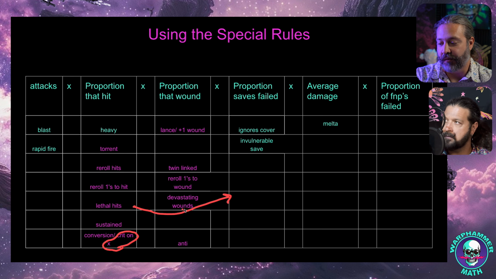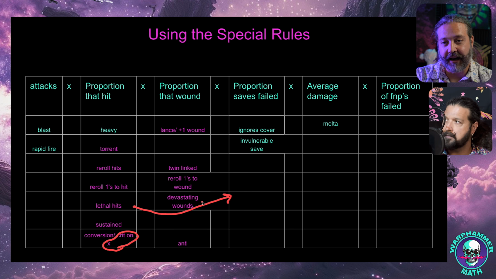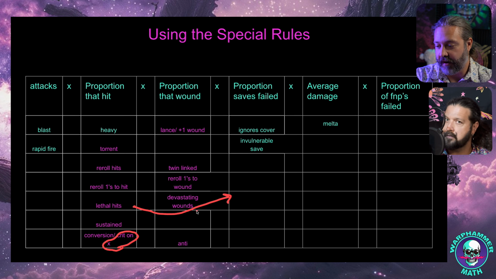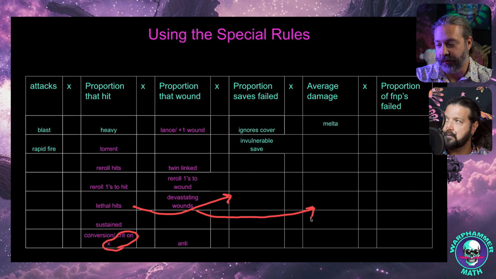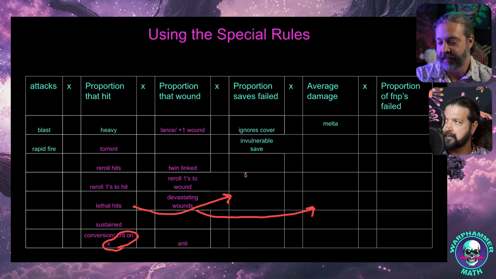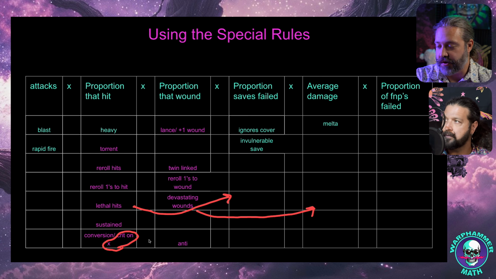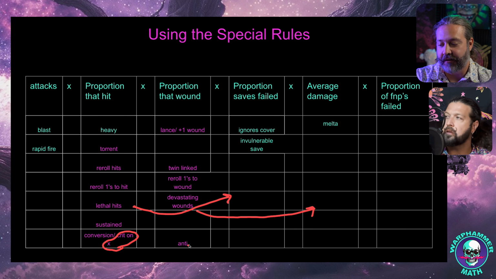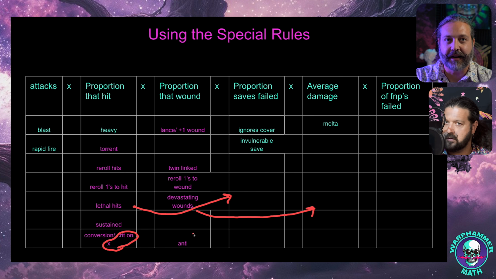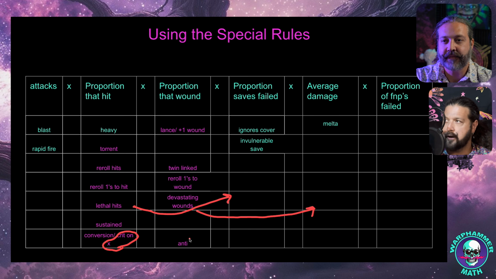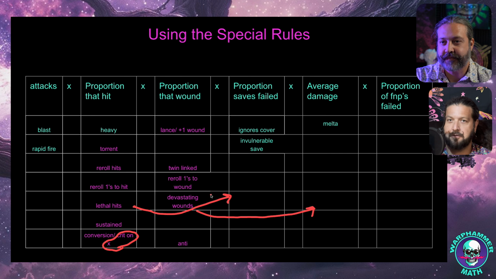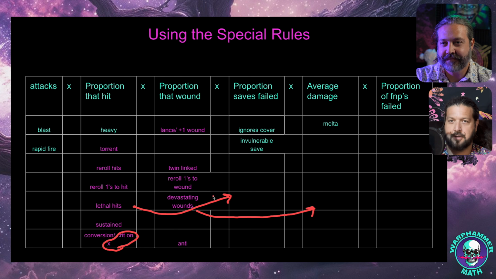We have Devastating Wounds, which is similar to Lethals. If you get a crit, you get to skip the save roll. So it's essentially just Lethals for wounds instead. Yeah. And the anti-keyword, which is just critical wounds on whatever instead of critical hits on whatever. And it generally applies to a particular class. Right. Yeah. Like your stupid anti-infantry 2+ Banshees that I hate so much.